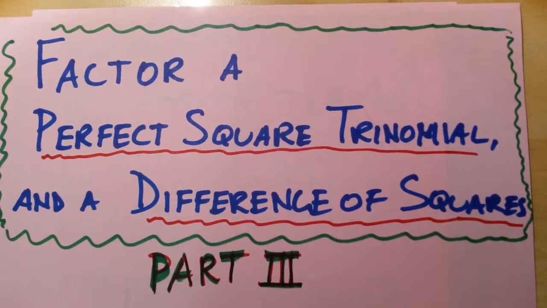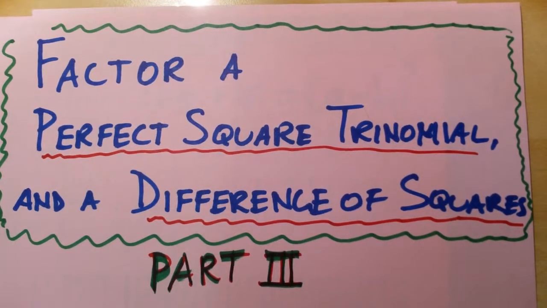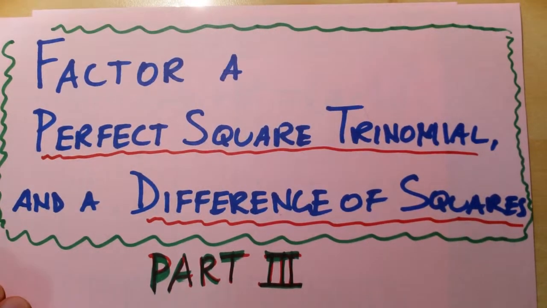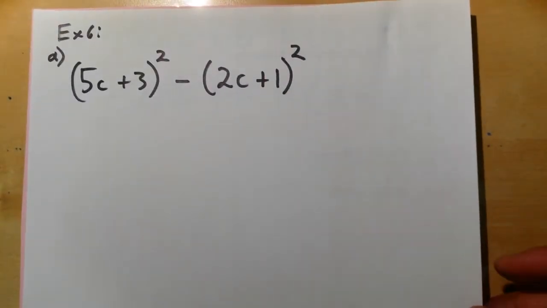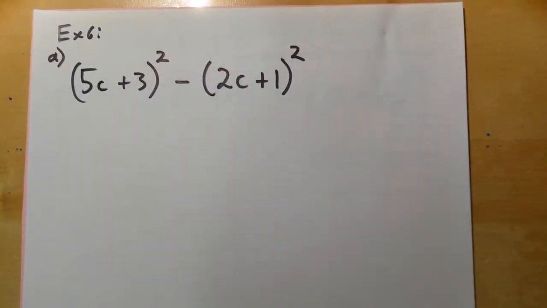Now this is part 3 of factoring a perfect square trinomial and the difference of squares. So let's look at some more examples that are slightly more involved, but not too bad. Okay, so you get this expression, and they're asking you to factor it, right?